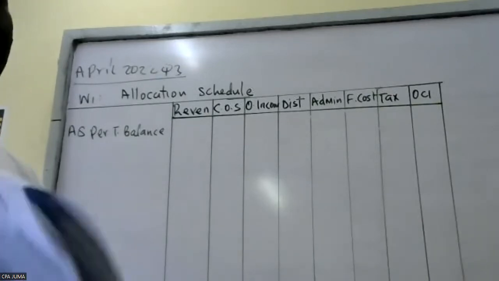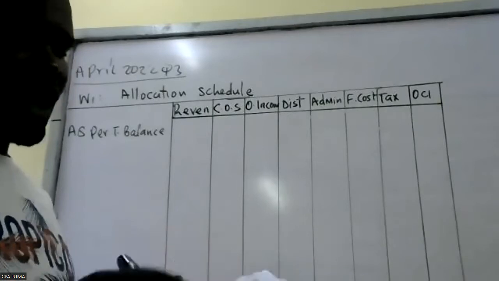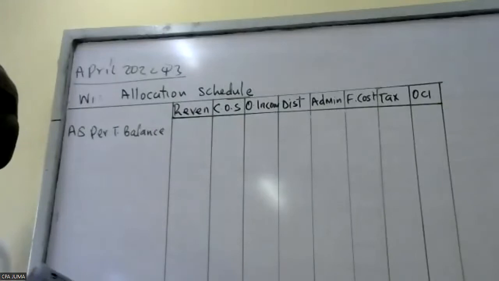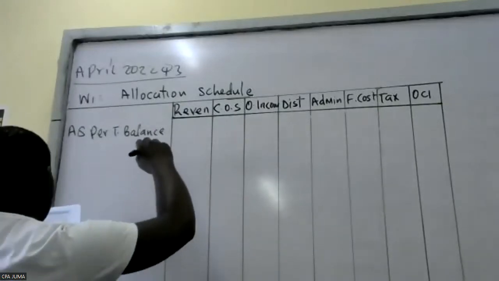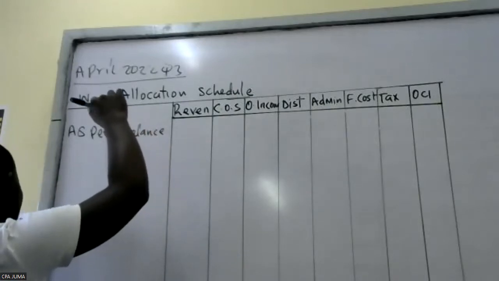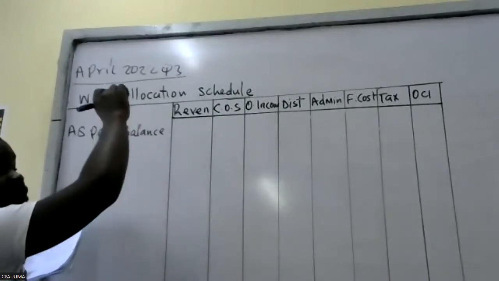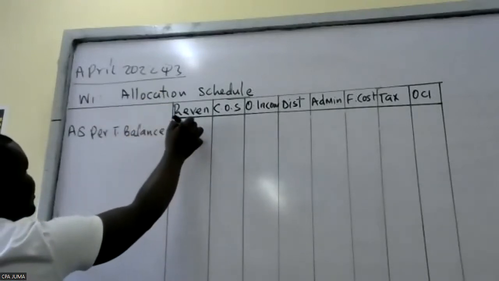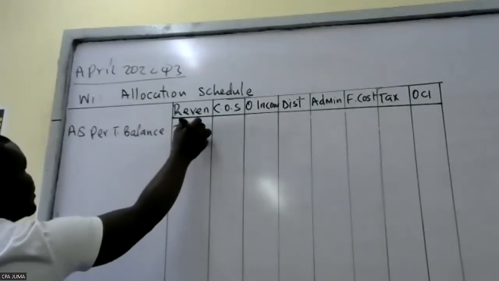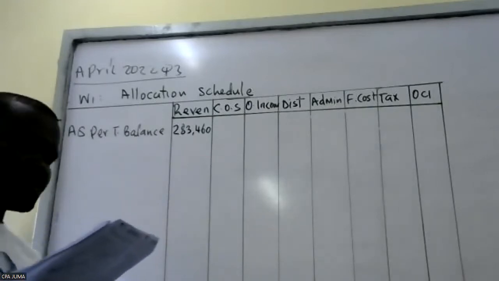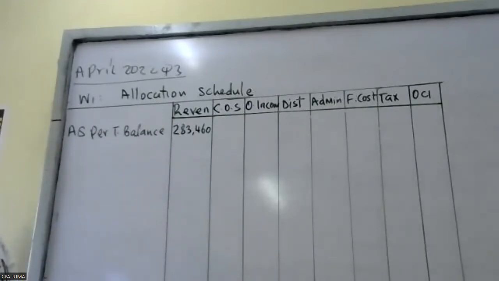So as per trial balance, let's check from top down. Are you seeing revenue somewhere? Yeah. How much? 283,460. There is no cost of sales. So that one we shall calculate. So leave it for a little bit.